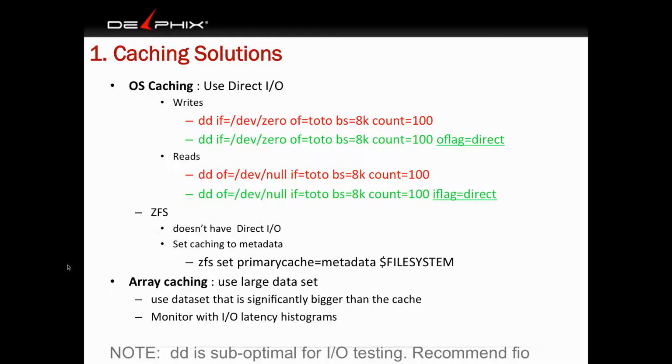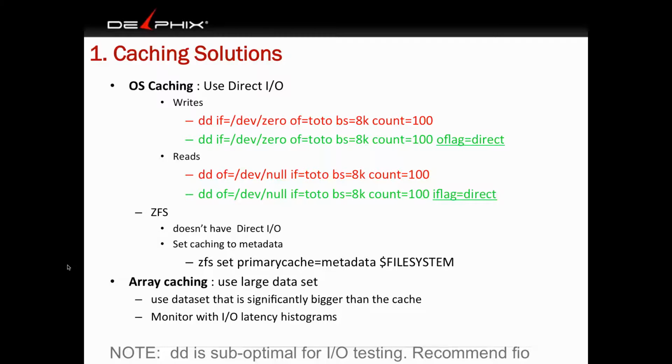So caching solutions. If you do use dd for little tests, and I do occasionally use dd for little tests, I want to avoid caching. For writes, I can add this flag, oflag equals direct, and I'll go direct. For reads, I can add iflag equals direct. If you're on ZFS, there is no direct I/O. But in order to avoid the caching on the OS, we can set a flag: zfs set primary cache equals metadata and the name of the file system. Now, if I want to avoid the RAID cache, I have to have a data set that's bigger than the RAID cache.